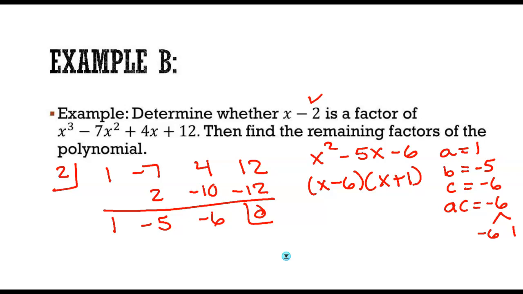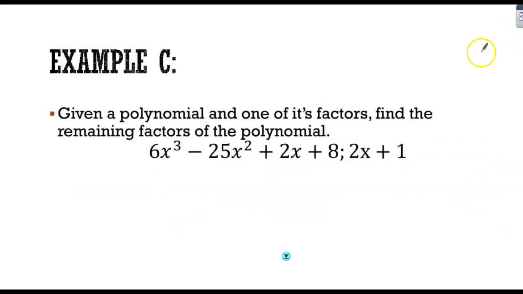All right, and then we're going to try this one last one. So it's already telling me that 2x plus 1 is one of the factors, and I'm going to have to find the other remaining two factors. So let's see how we start.